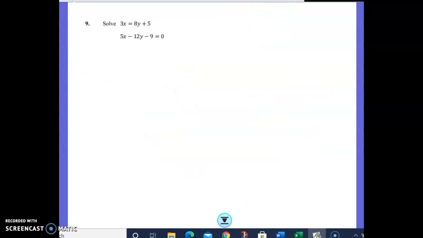Okay. Last example for this one then. We've got 3x equals 8y plus 5, and 5x minus 12y minus 9 equals 0. All a bit of a mess, all a bit of a muddle, but we can rearrange this. If I take this first equation, I'm going to move this 8y over to this side. So I get 3x minus 8y equals 5. Second equation, I'm going to take this minus 9 and move it over here so that my equations are written the exact same way. I'm going to make that 5x minus 12y equals 9. And these are the two equations that I'm going to use.